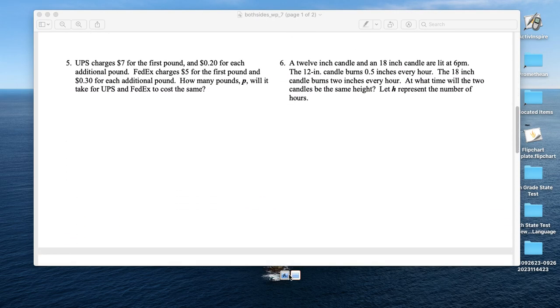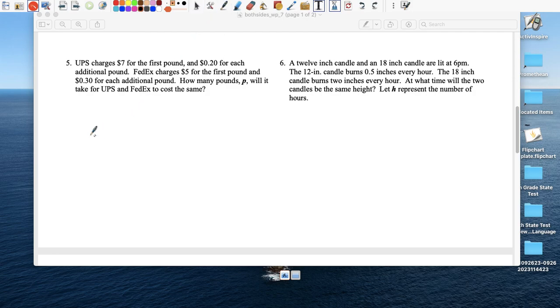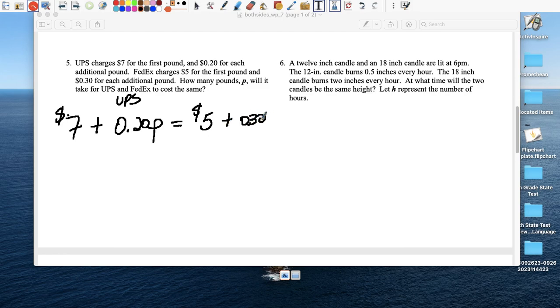UPS and FedEx, okay? UPS charges $7 for the first pound, plus 20 cents for each additional pound. That's UPS. FedEx charges $5 plus 30 cents for each additional pound. How many pounds P will it take for UPS and FedEx to cost the same?